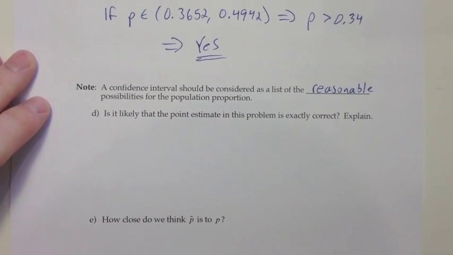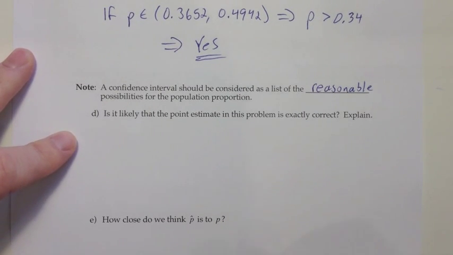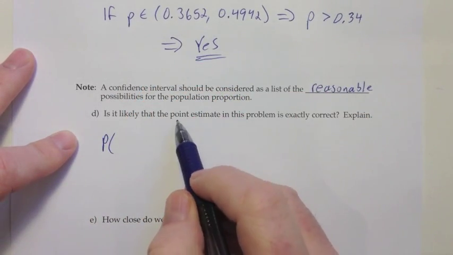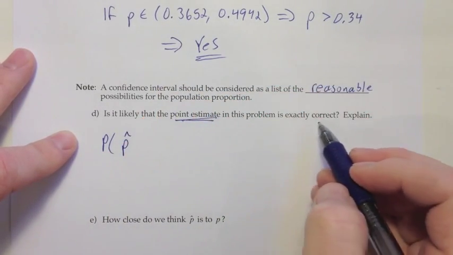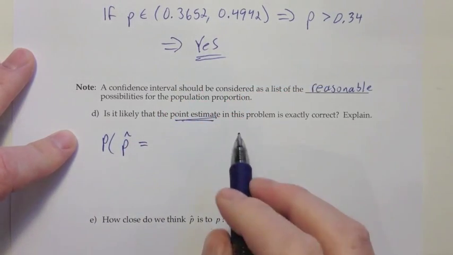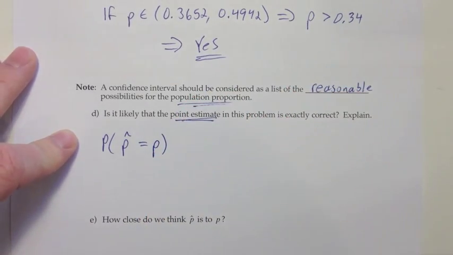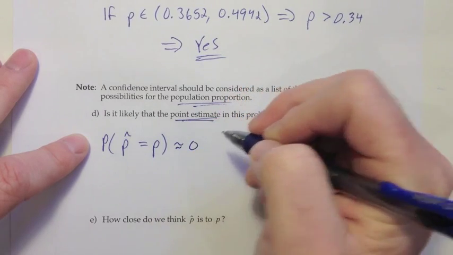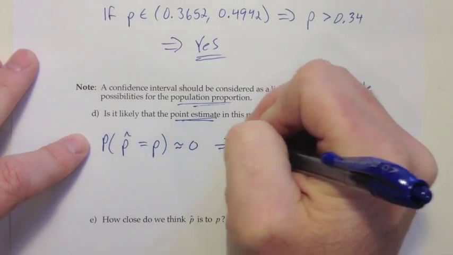So is it likely that the point estimate in this problem is exactly correct? This is a question that we've seen over and over again. Is it likely? I'm going to take that to be a probability question. And the point estimate, that is the value from our sample, so that was p hat. And is that exactly correct would be meaning when we use it as an estimate, is it exactly equal to the population proportion? So I would translate their question as what's the probability that p hat is exactly equal to p? And we've said over and over again in Chapter 7 that there was basically no chance of that. So since the chance is 0, is it likely? I'd have to say no.